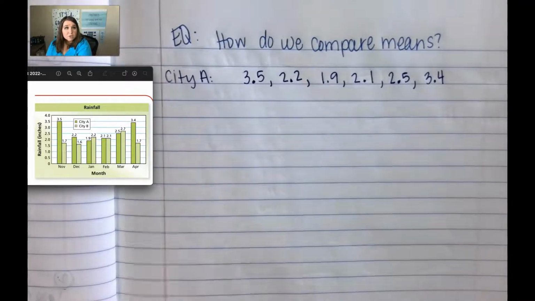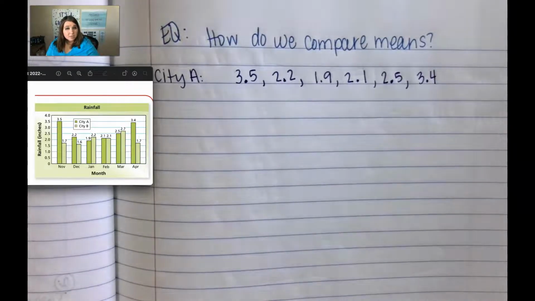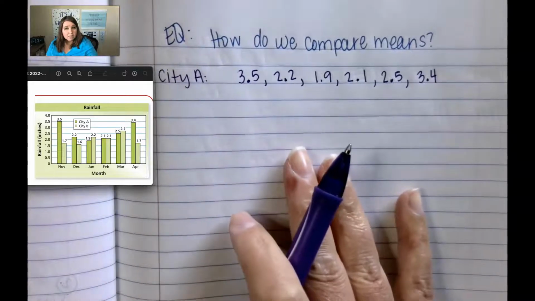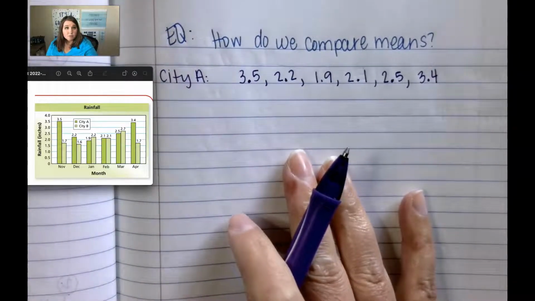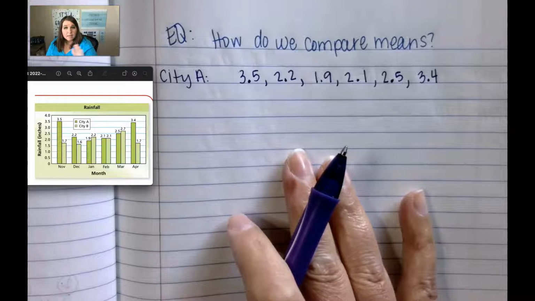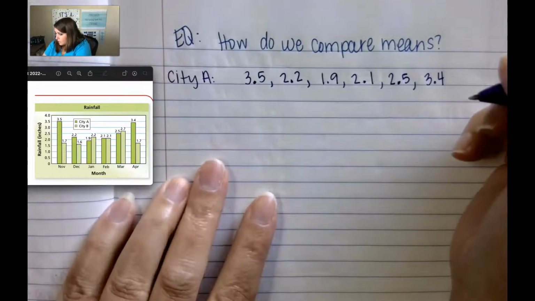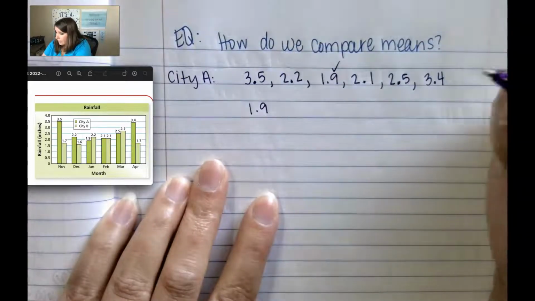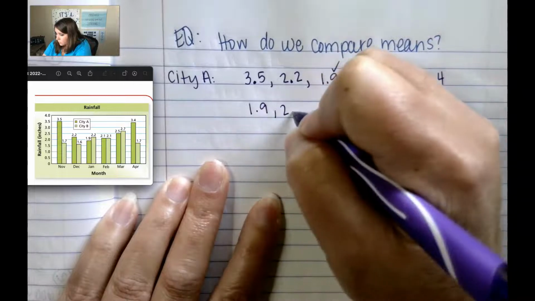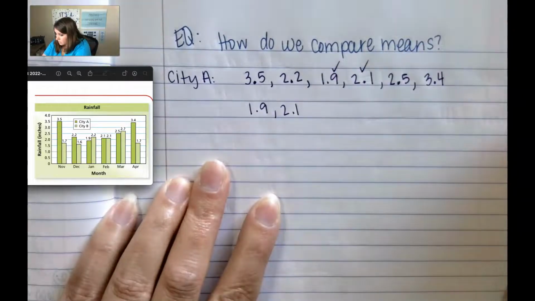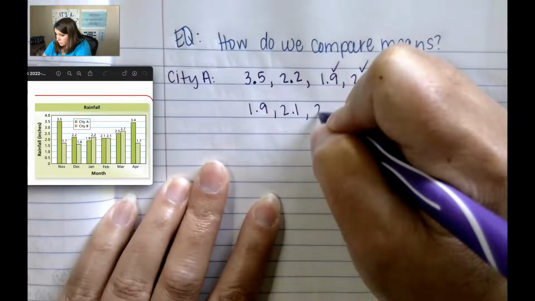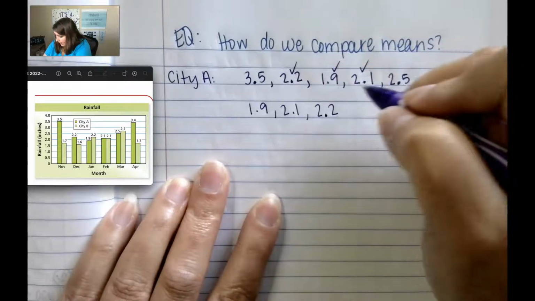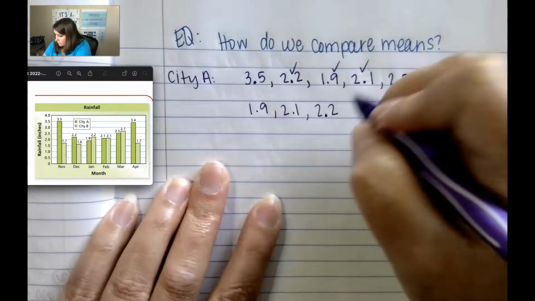Our job now is to do the same thing that we did yesterday. We're going to put these in order, add them, and then we're going to divide to find the average rainfall or the mean for city A. So let's start by putting these in order. 1.9. And then next would come 2.1. Next after that, we have 2.2. After 2.2, we have 2.5.